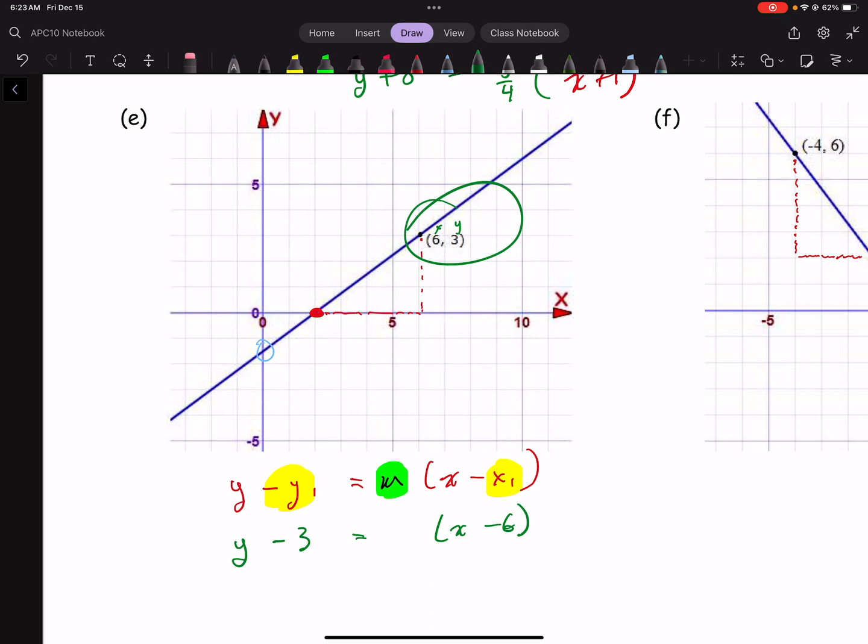So that component would look like that. And now I just need to figure out the slope. So I look at the graph and I figure out my slope. And what we notice is that 1, 2, 3, 4, 1, 2, 3. My slope is equal to my rise over my run. And my slope is equal to 3 over 4, positive 3 over 4.